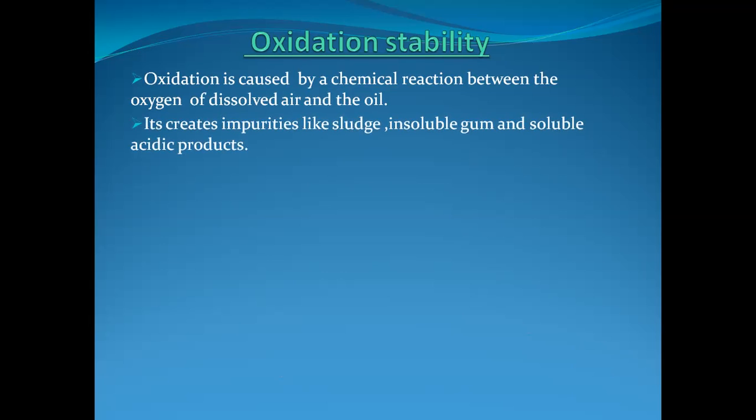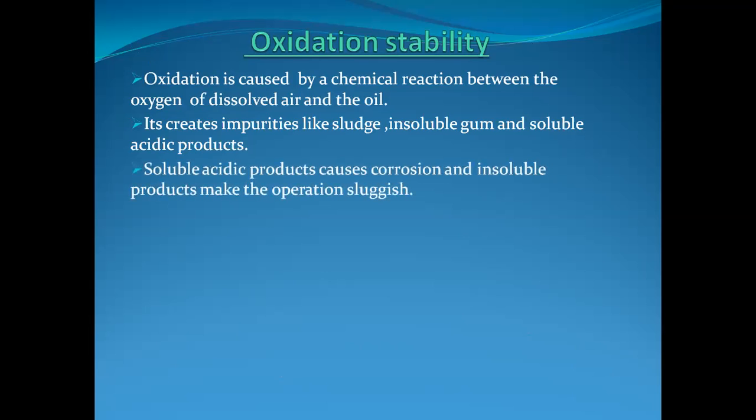It creates impurities like sludge, insoluble gum, and soluble acidic products. Soluble acid products cause corrosion, and insoluble products make the operation sluggish. Sluggish means a slow process. And also, dirt accumulates in the passages of the valves and the pipes, etc. The rise of the system temperature accelerates the oxidation.